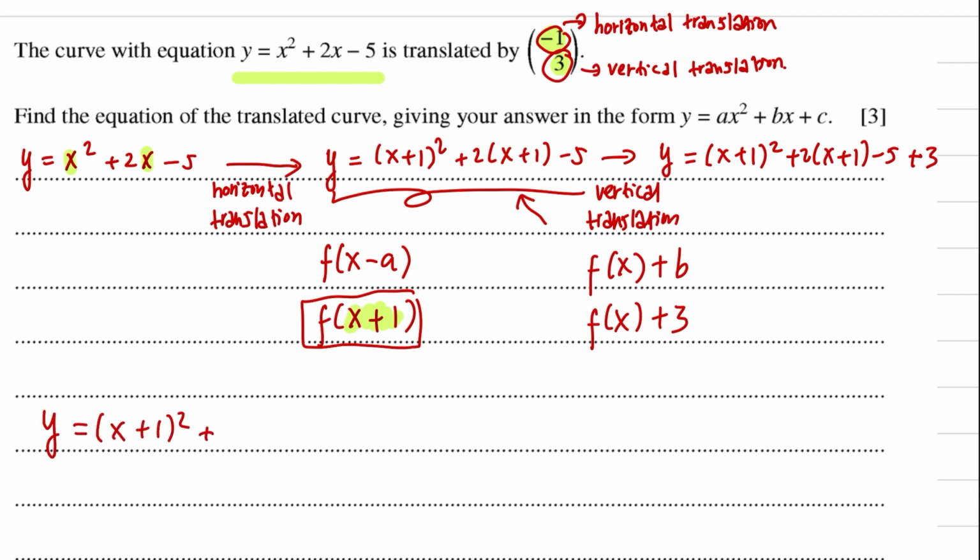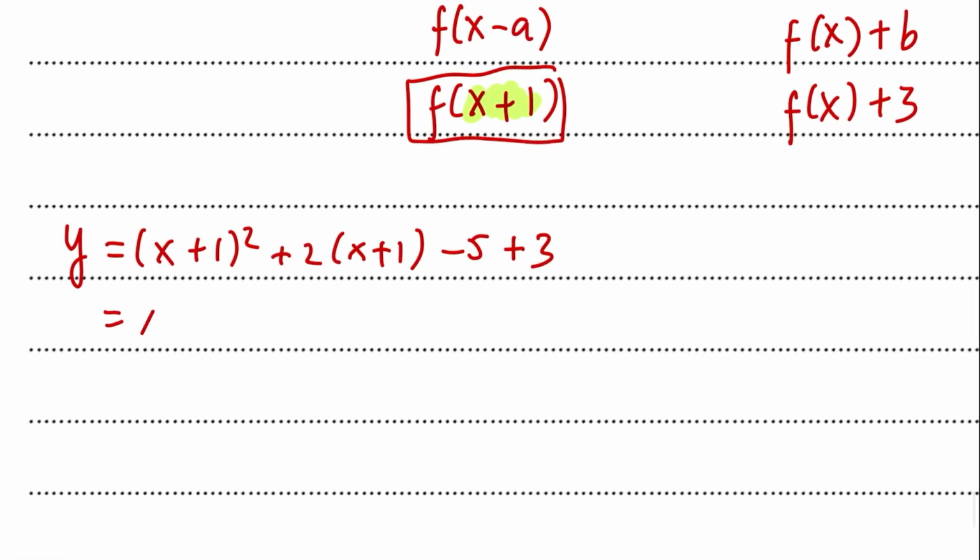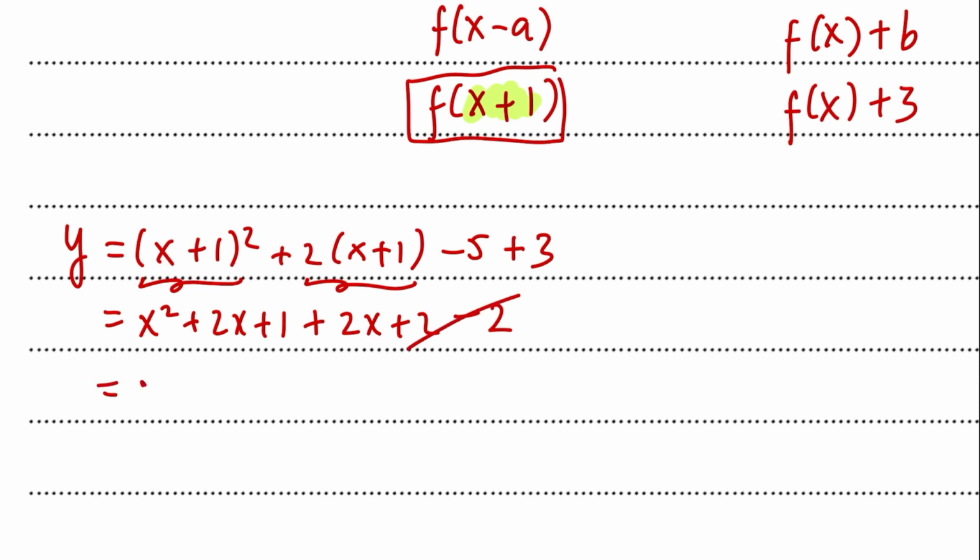So here we have the transform 1. We just need to expand to simplify. So we have x squared plus 2x plus 1, the expansion of this, plus we expand to 2x plus 2, and then minus 2. We cancel 2 here, so we will have x squared, 2x becomes plus 4x, and then we have plus 1 here. So the answer is x squared plus 4x plus 1.